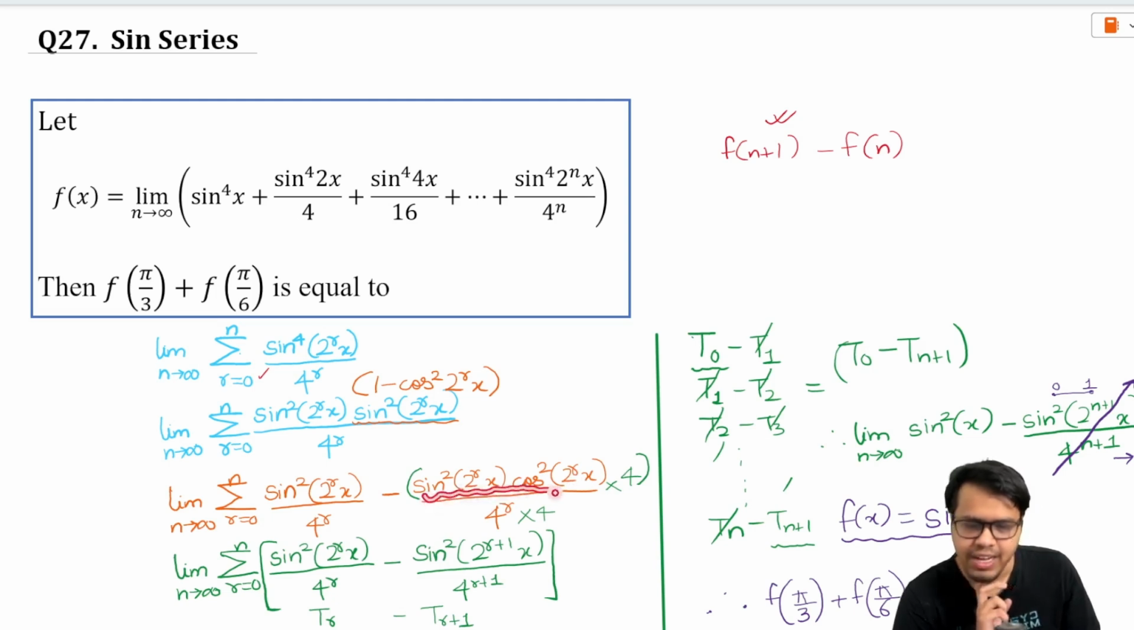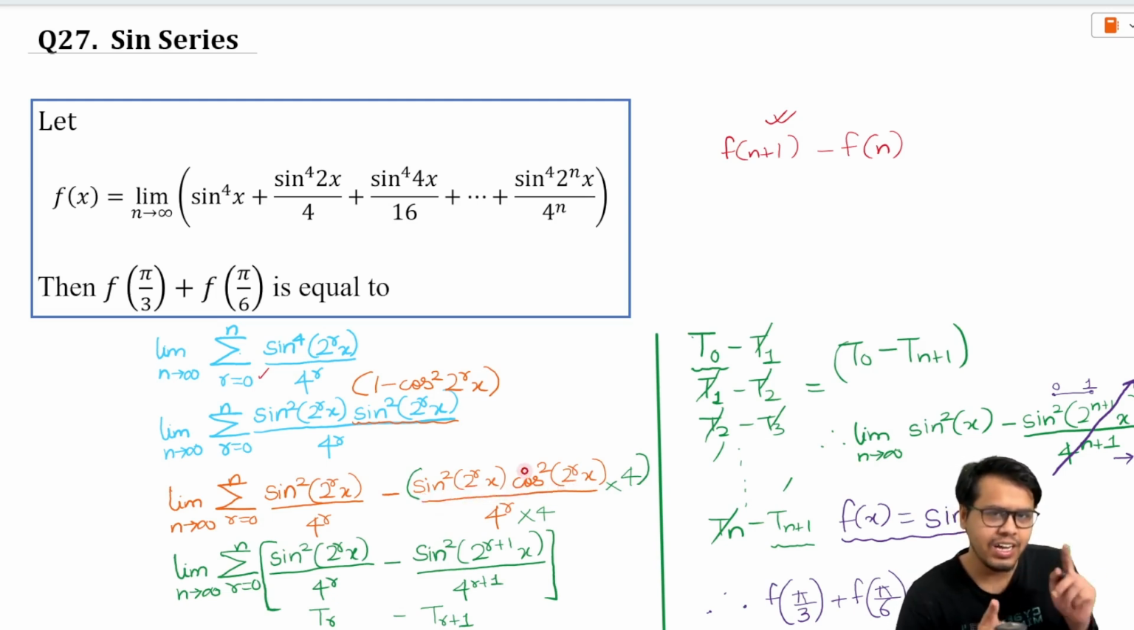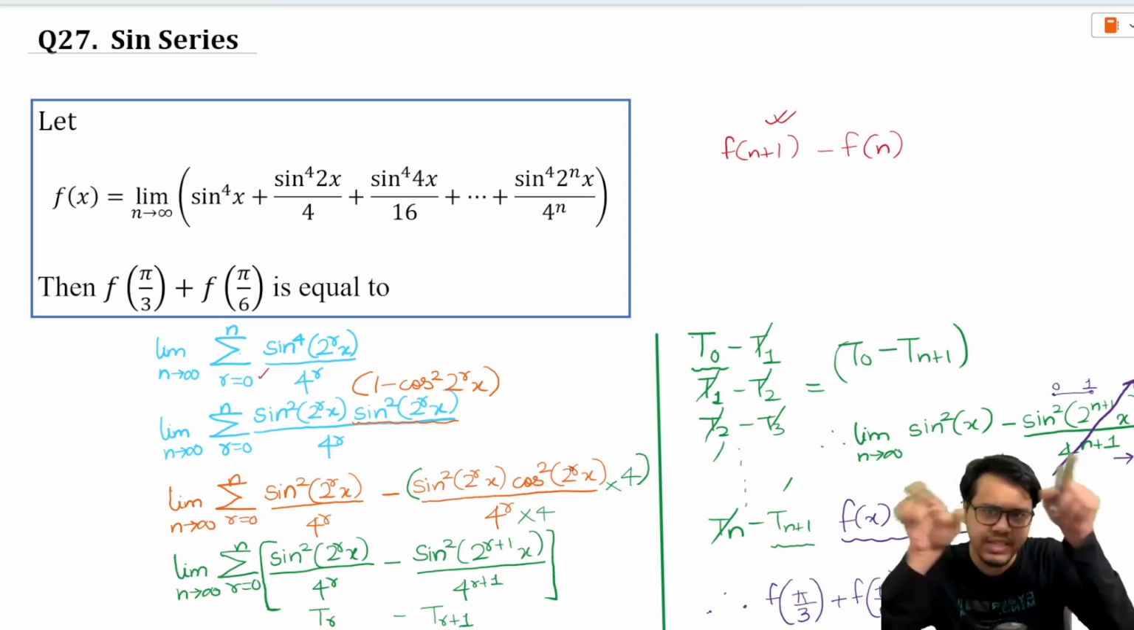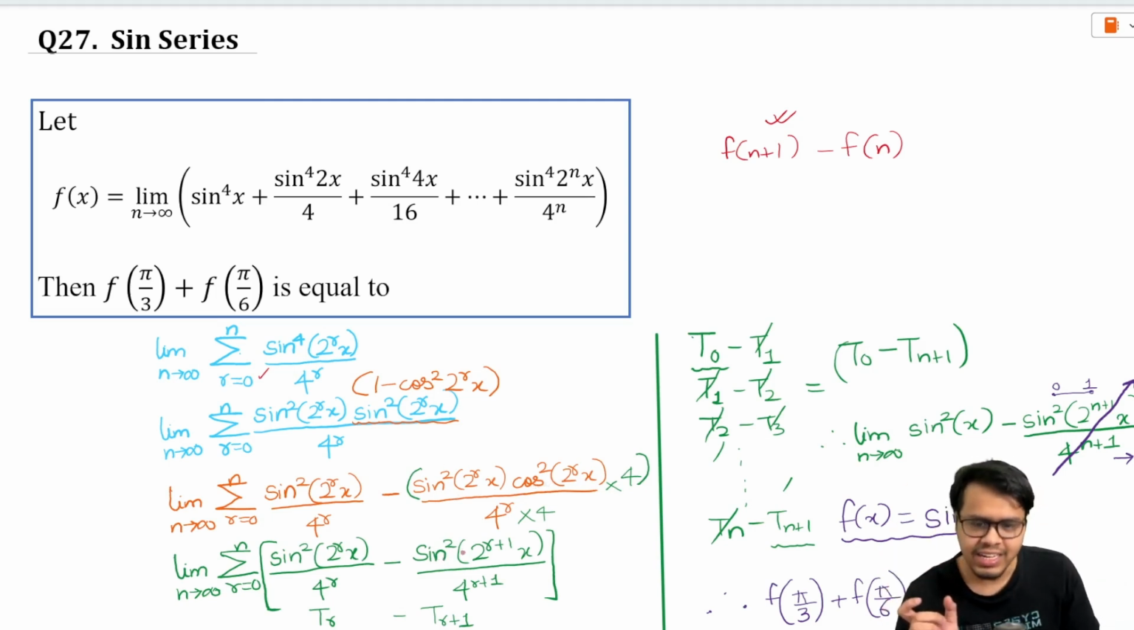Now if you know a little bit of trigonometry, 2 times sine theta into cos theta is sine 2 theta. So I multiplied with 4 and divided by 4. Now we are getting 2 sine (2 to the power r x) into cos (2 to the power r x), whole square. So we can write this as sine 2 times 2 to the power r x, using the same sine 2 theta formula. And if we apply the property of exponents, it becomes r plus 1, so sine square (2 to the power r plus 1 times x), and here also 4 to the power r plus 1.